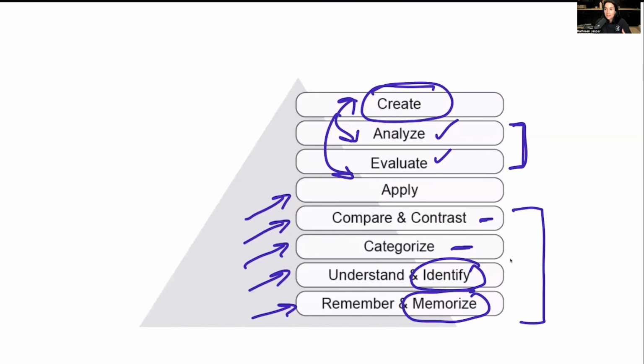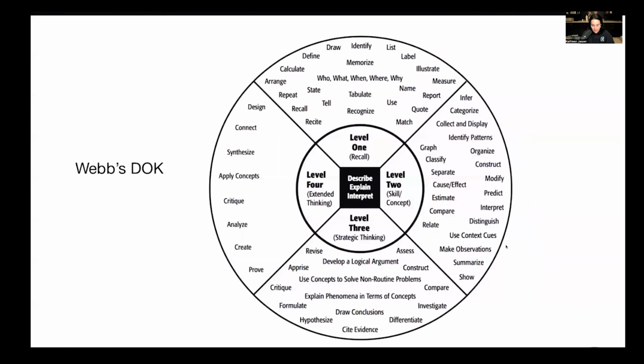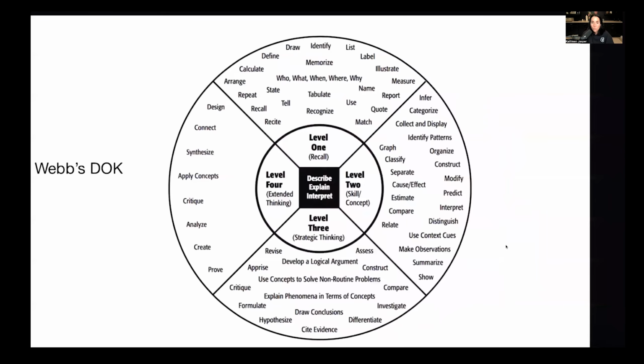Okay. And again, it's not linear. These things go up and down and in and out, and our brains don't act in a linear fashion. So keep that in mind when you're working with students. Now, another way to think about this is Webb's DOK. So it's similar to Bloom's taxonomy. It's just presented in a wheel.